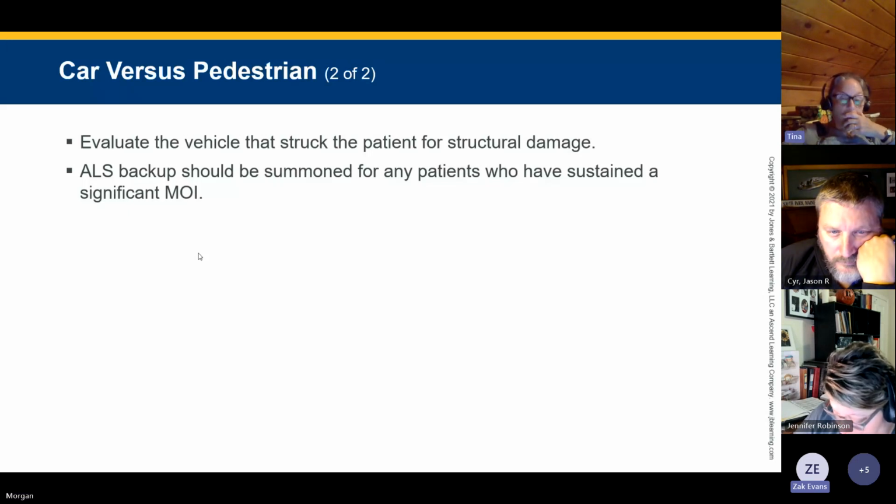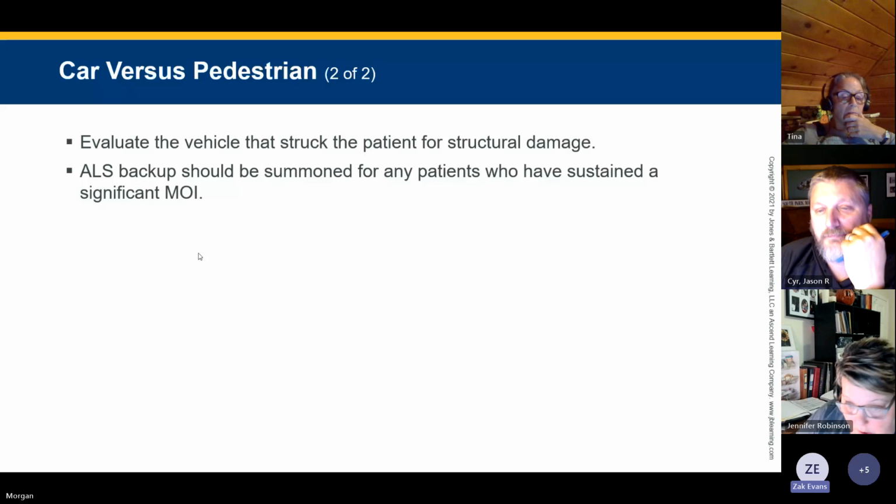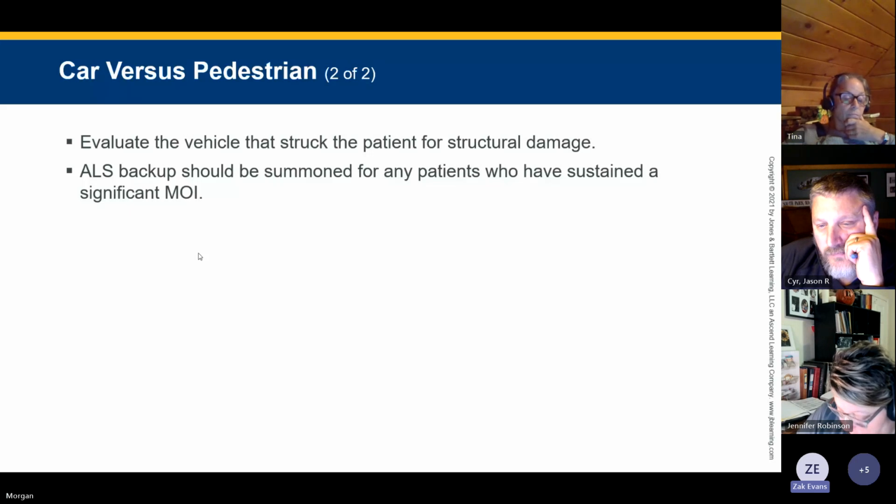It's obviously a person, so they got struck by a car. If you see a lot of damage on the car, that person is going to be in really bad shape. If you don't see anything, it's a very quick glance. As you're walking by the car, you stop, you look, and then you keep walking to the patient. It's not like you're going to get down and really inspect it, but it's more of a mental note.